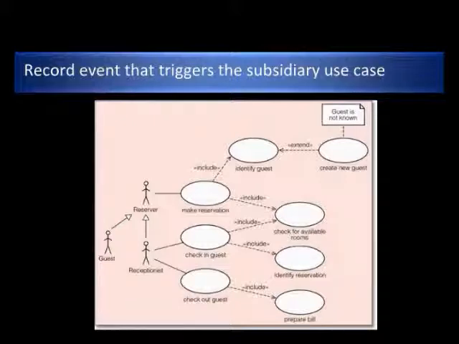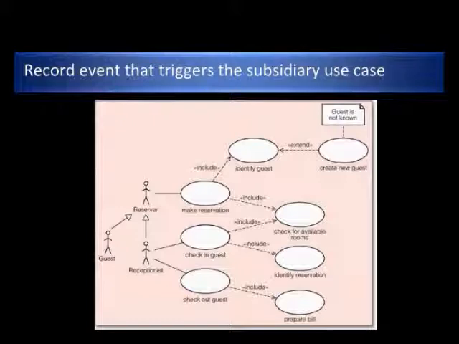The figure shows a development of the hotel system use case diagram that identifies two new sub-use cases: Identify Guest and Create New Guest. The Identify Guest sub-use case is part of the Make Reservation use case and is connected to the original Make Reservation use case because it will have to be carried out every time a reservation is made.